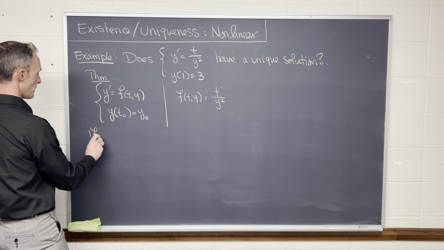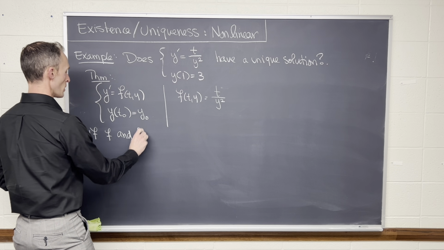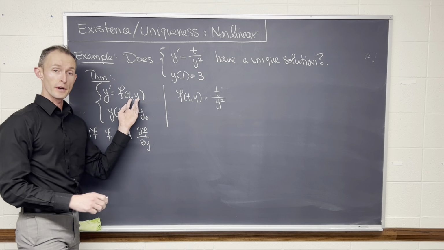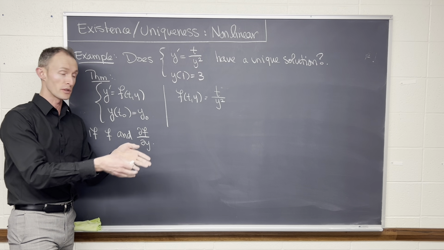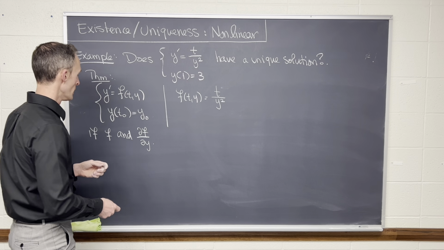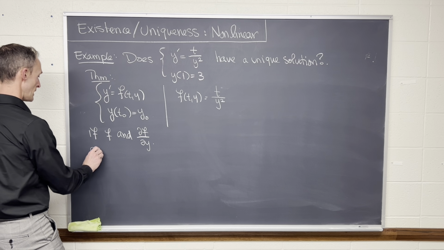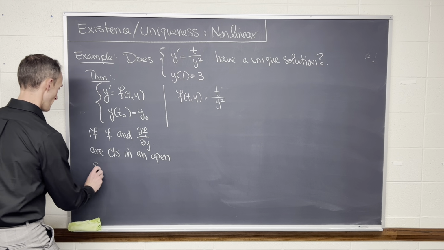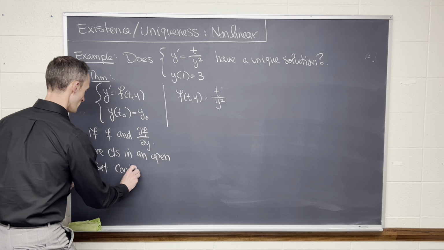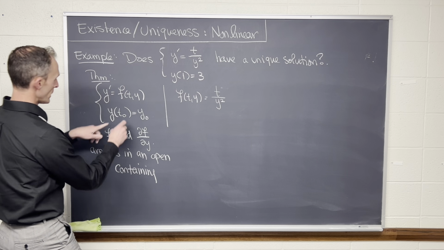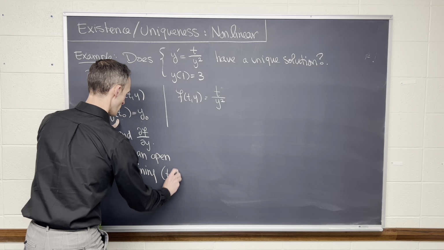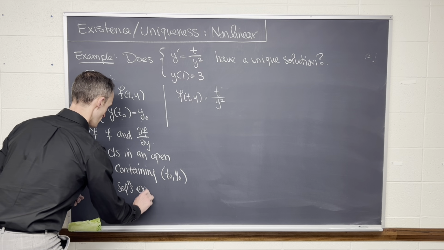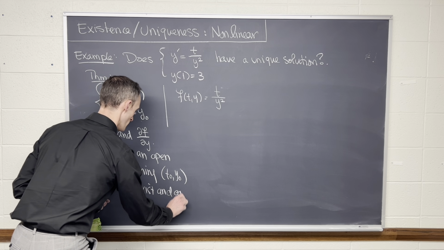Here's the theorem. It says that if f and the partial derivative of f with respect to y, f is a function of two variables, t and y, so it makes sense to take its partial derivative with respect to one of them, in this case y, if f and df dy are continuous in an open set containing the point t naught, y naught, then solutions exist and are unique.